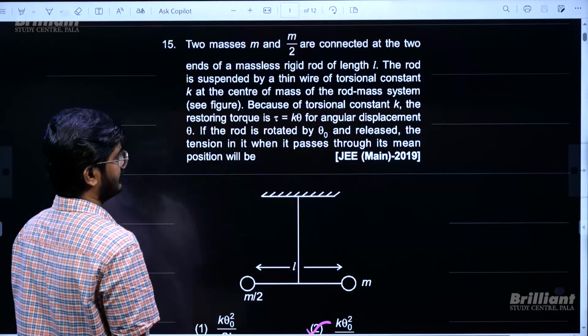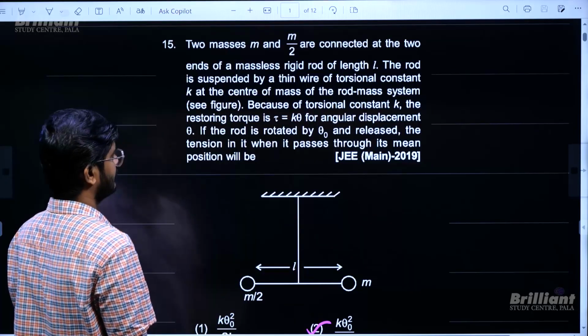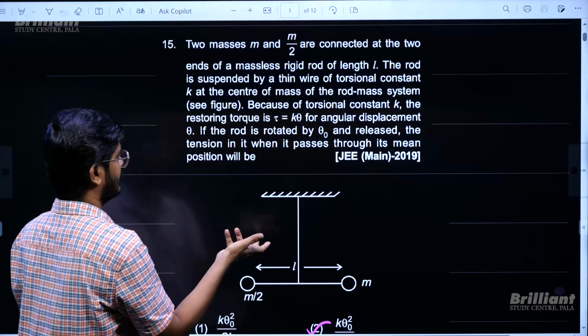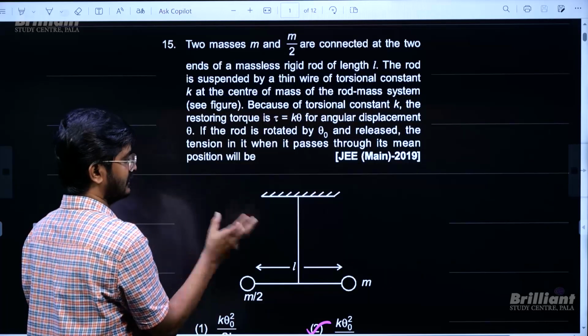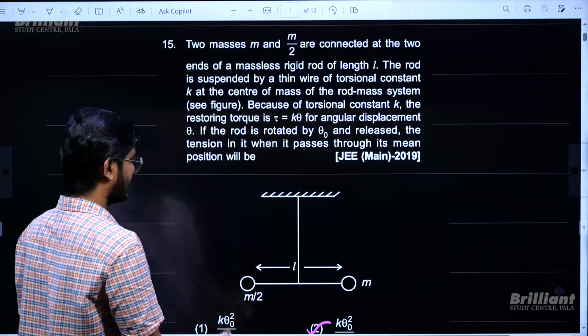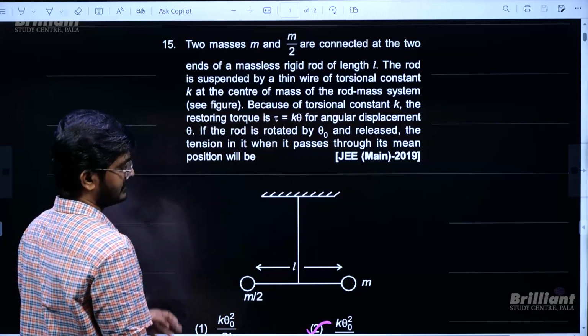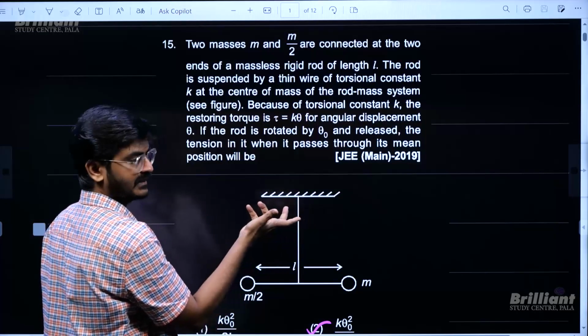Restoring torque is K into theta for angular displacement theta. If the rod is rotated by theta naught and released, what is the tension in the rod when it passes through the mean position? Neglect gravity to get the answer. So they are rotating it this way and they are going to leave it.